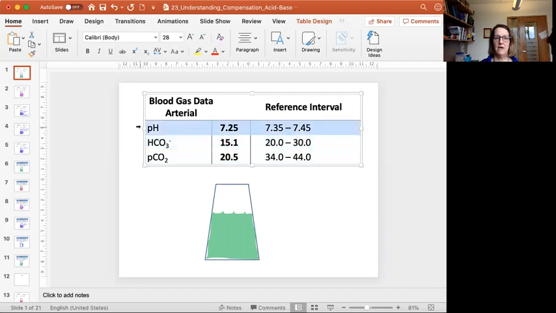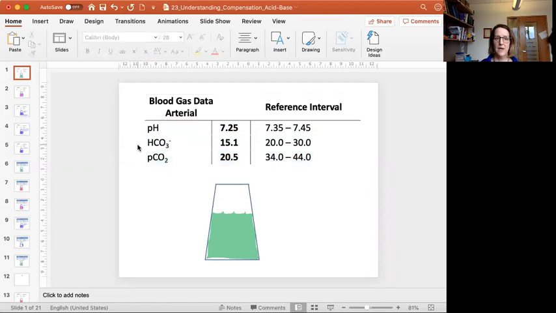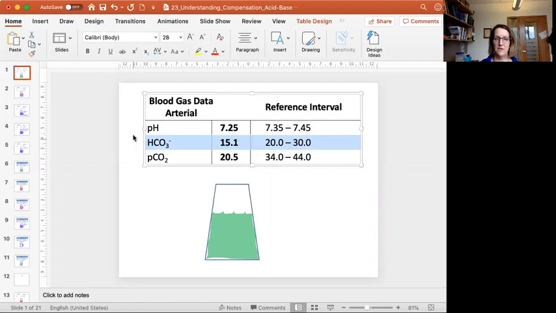The pH here is 7.25, which is low. So there's some sort of acidosis going on in the system. Then we have to figure out which system is driving that problem. Is it PCO2? Well, PCO2 is actually low. So no, it's not PCO2. This is an acidosis. And we look here, and bicarb is about 5 points below the reference interval. So the pH is being driven by bicarb. So this is a metabolic acidosis.